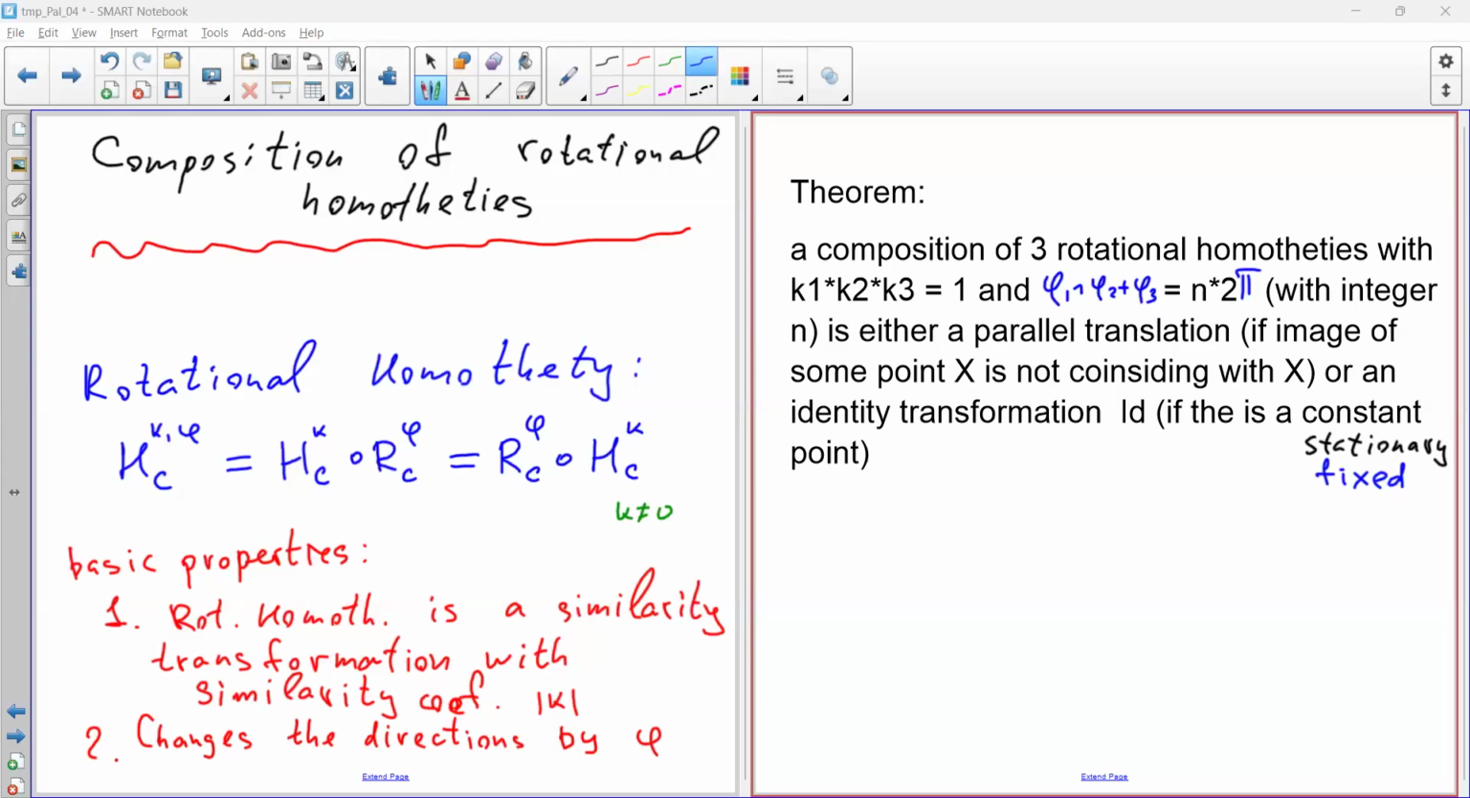Yeah, there is also a comment from Taksin that rotational homotheity is also called spiral similarity.